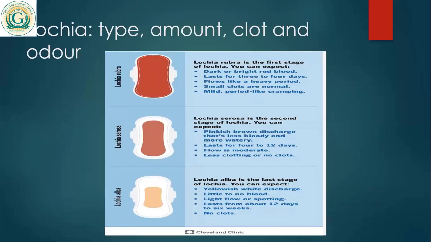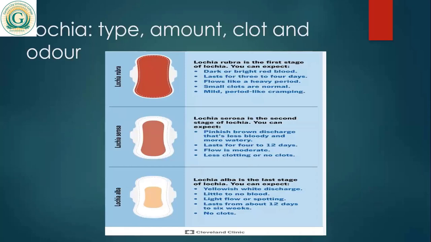We move on to the lochia serosa. That is the second stage of the lochia. It is pinkish brown in color. It is less bloody and more watery. It lasts from 4 to 12 days. The flow is moderate, with less clotting or no clot.